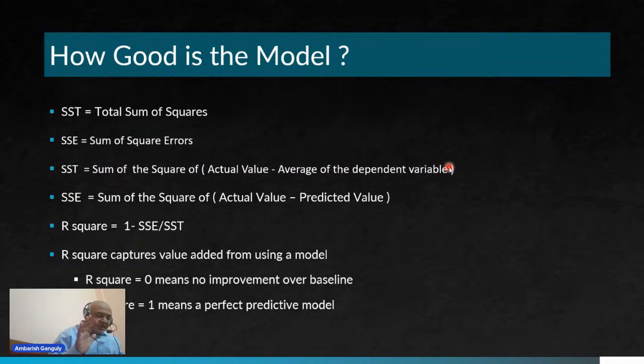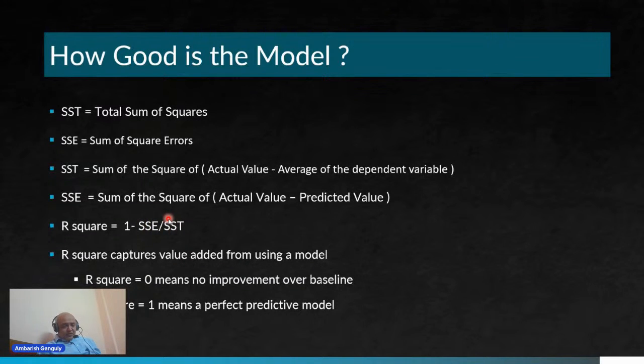If you don't understand it right now, all these English blah blah things, we'll see it in code and I'll show you in practice of how it is done. And then there is the SSE, which is the sum of square of actual value minus the predicted value. And R square is 1 minus SSE by SST. Now, you can understand that if the R square is 1, that means that this is 0.